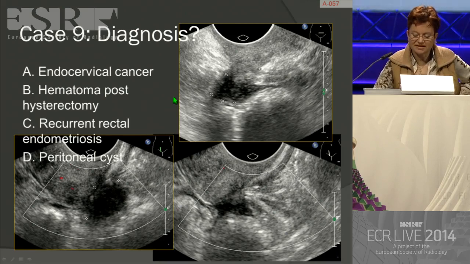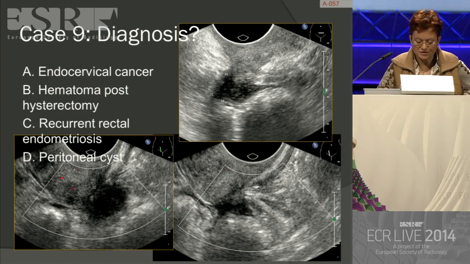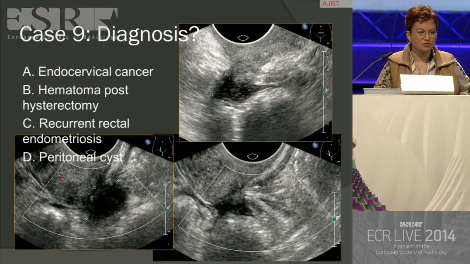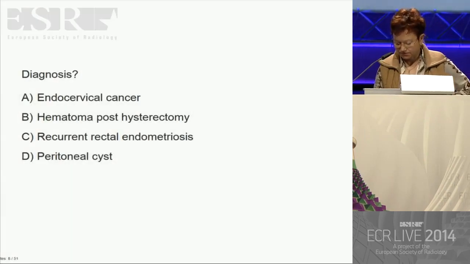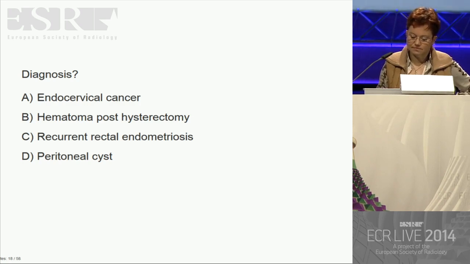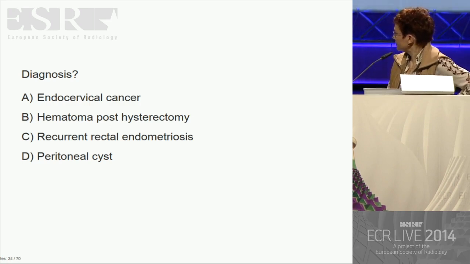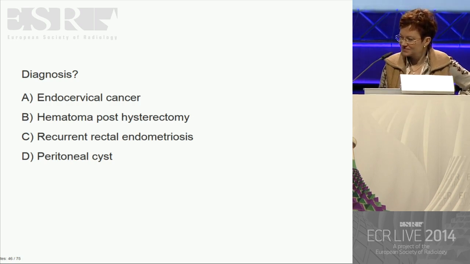So what's the diagnosis? Is this endocervical cancer, hematoma post-hysterectomy, recurrent rectal endometriosis, or a peritoneal cyst? Please vote. Can I get the answers, please?